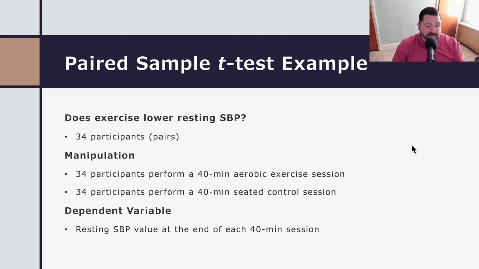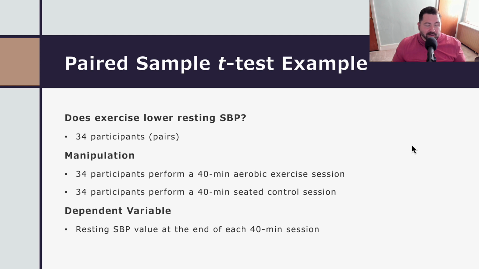So let's look at another example. Does exercise lower systolic blood pressure? In this particular case, our power analysis told us that we need 34 people. And 34 people need to go through the aerobic exercise condition and then have their blood pressure checked afterwards. Then the same people have to take a little bit of a break or come back another day and go through the control experiment and have their blood pressure checked after 40 minutes.